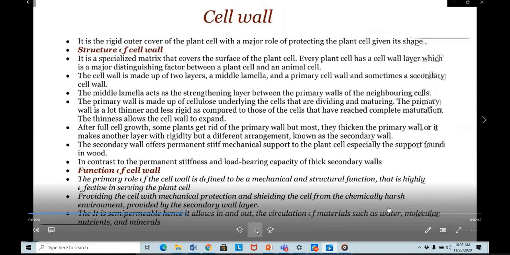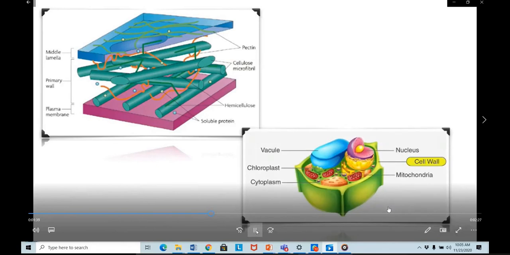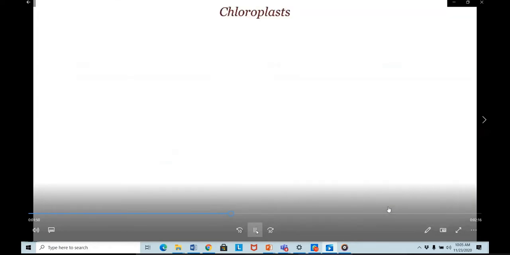Cell wall. It is the outer cover of the plant cell with a major role which protects the plant and gives it a shape. It's made up of two layers, the middle lamella and the primary cell wall. It's used to provide the cells with mechanical protection, shielding the cells from any damage. The first picture shows the two types. It's made from two layers, like you see, the middle lamella and the primary wall, and the secondary cell wall.